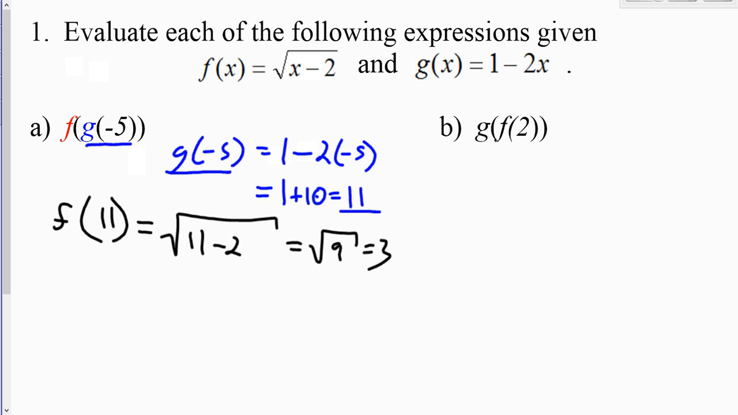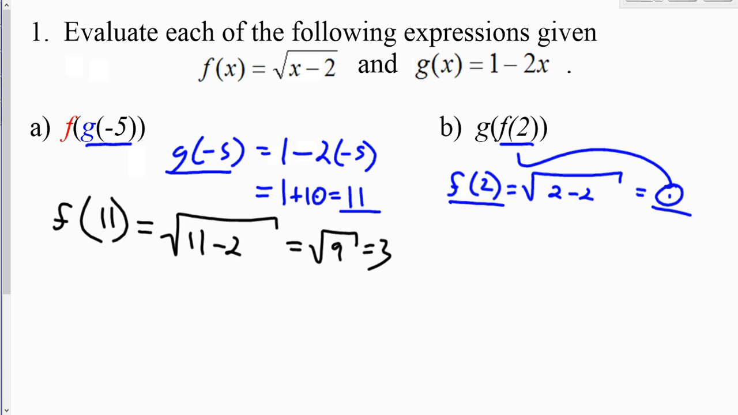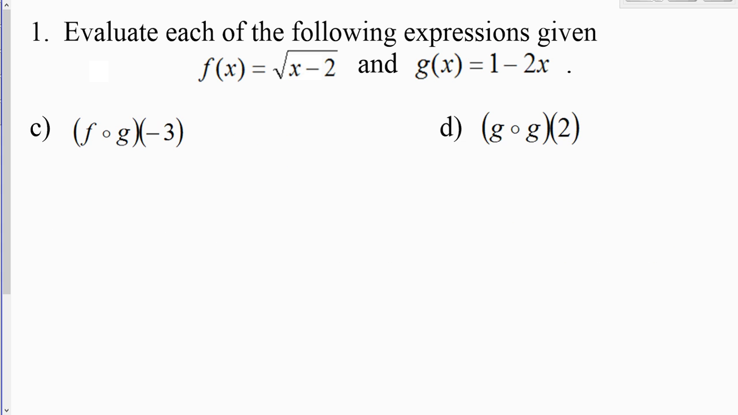Okay, so now if I want to do g of f of positive 2, again, I'm going to work from the inside out, f of 2. So f at 2 is equal to the square root of 2 minus 2, which is 0. So then I do a substitution where f of 2 was equal to 0. I substitute that into here, and I have g of 0 is equal to 1 minus 2 times 0, which is equal to 1. Okay, so some other examples.